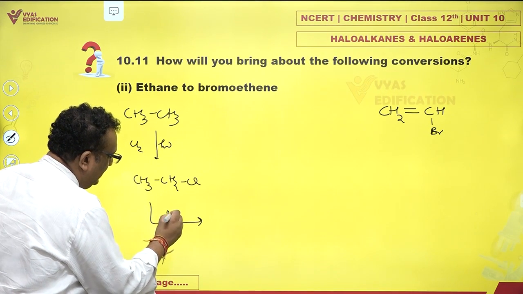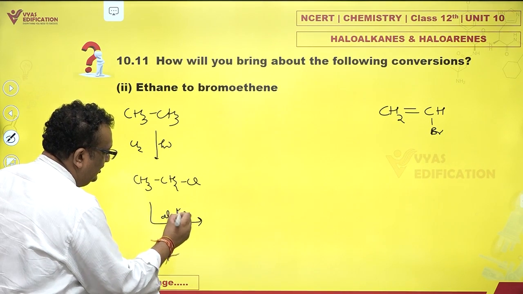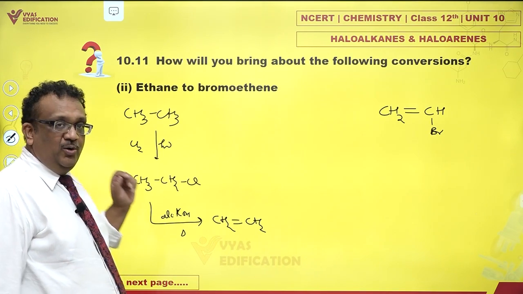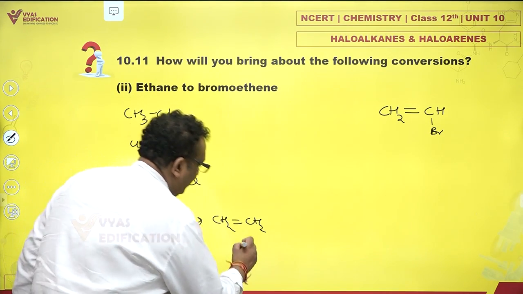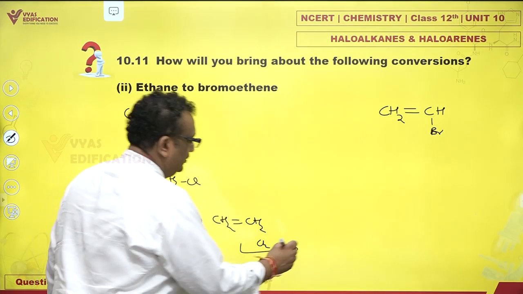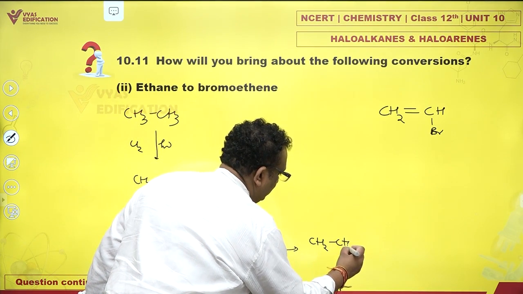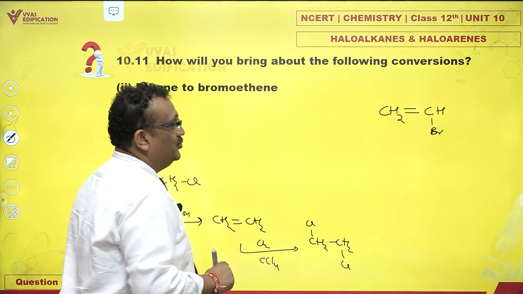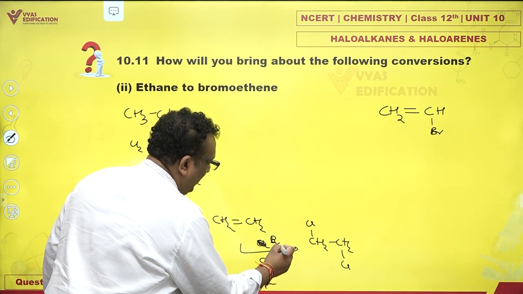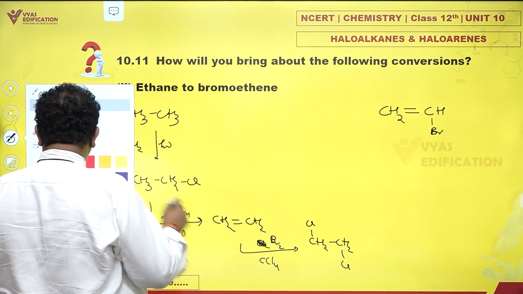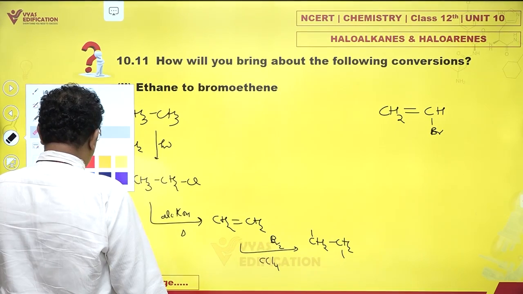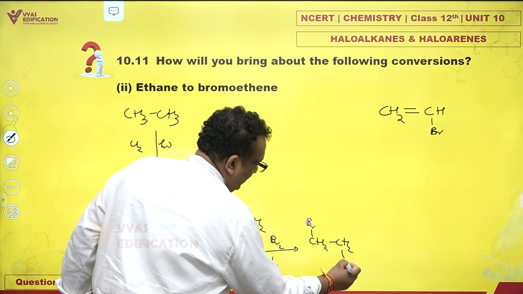And then I use alcoholic KOH with heat. So I get CH2 double bond CH2. Beautiful. Why do we use chlorine and not bromine? Bromine is costly, that's why. And then I add Cl2 in an inert solvent like CCl4. I get CH2Cl-CH2Cl. Beautiful. Now, let me be a bit more generous. Let me add bromine, not chlorine. Why? I need bromo, not chloro, right? So let's not be miserly. So I get the Br, Br.